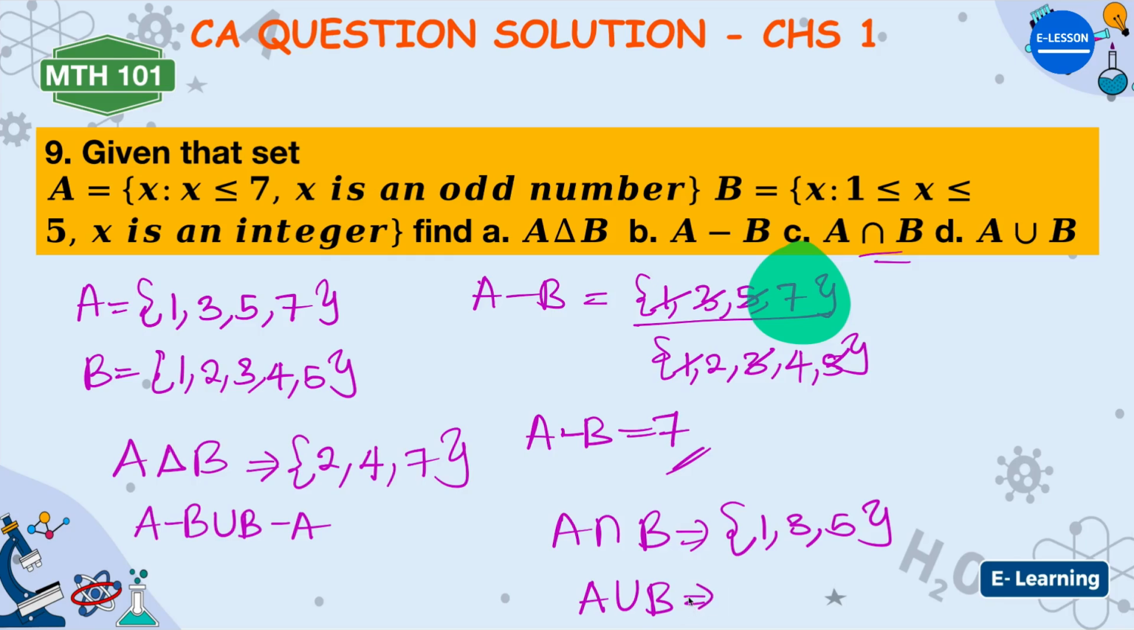Then the last one is A union B. My dear student, what is A union B? Everything present in both A and B without repetition. So that will give us what, my dear student? That will give us 1, 2, 3, 4, 5, and then 7. We don't have 6. Exactly, so that's the correct answer to that question: 1, 2, 3, 4, 5, and then 7.